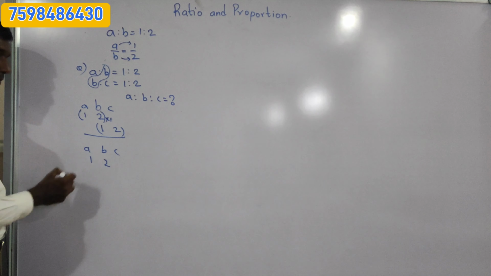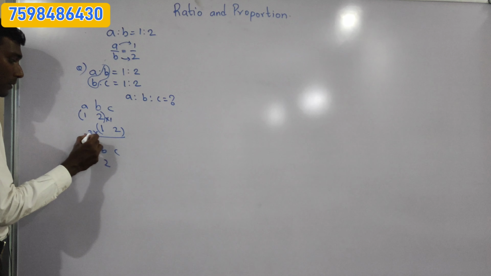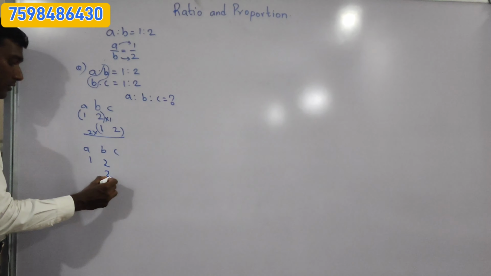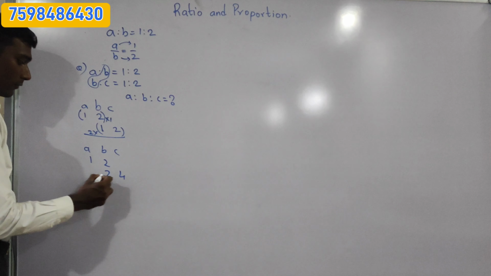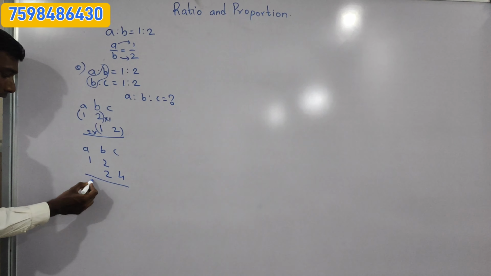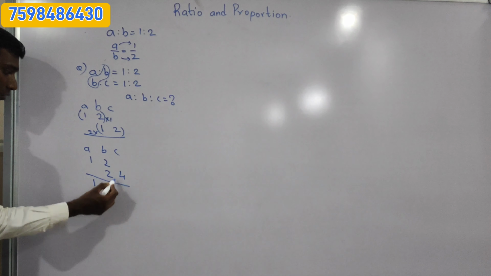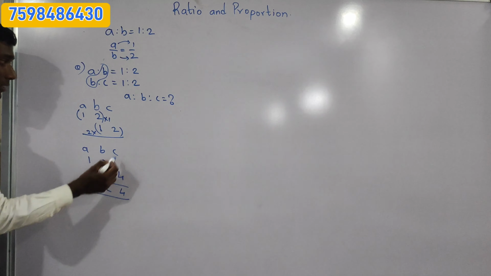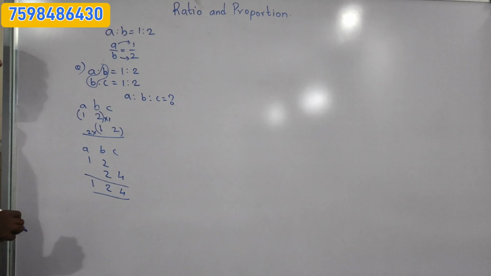Now I want to make this B value common, so I multiply by 2 here. 2 into 1 is 2, 2 into 2 is 4. Now look at this, the B value is common, 2 and 2. Now I can take A as 1 unit, B as 2 units and C as 4 units. That's the value of A is to B is to C.